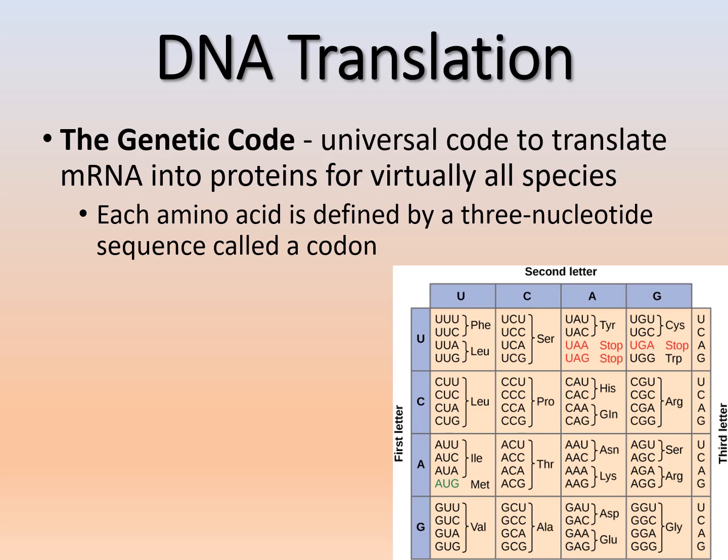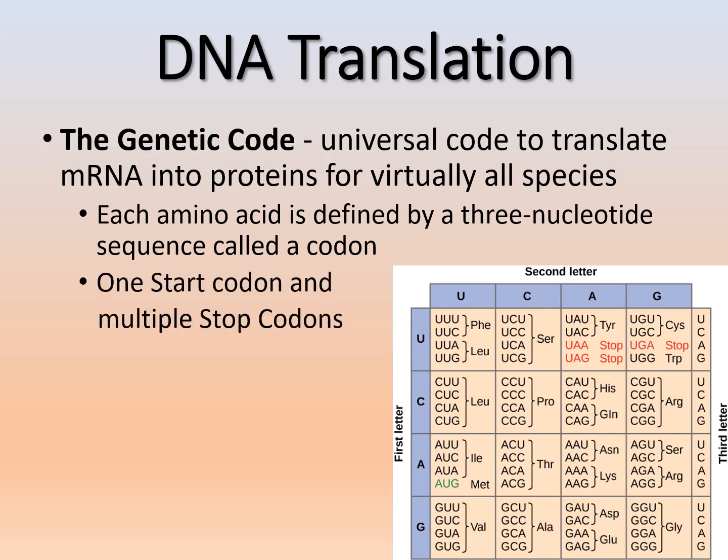So each amino acid is defined by a 3 nucleotide sequence. Okay, so 3 nucleotides in a row are going to be called a codon. So one codon is going to tell you which amino acid is going to be next, essentially, or going to be strung up in the sequence. Okay. So how do we do that?